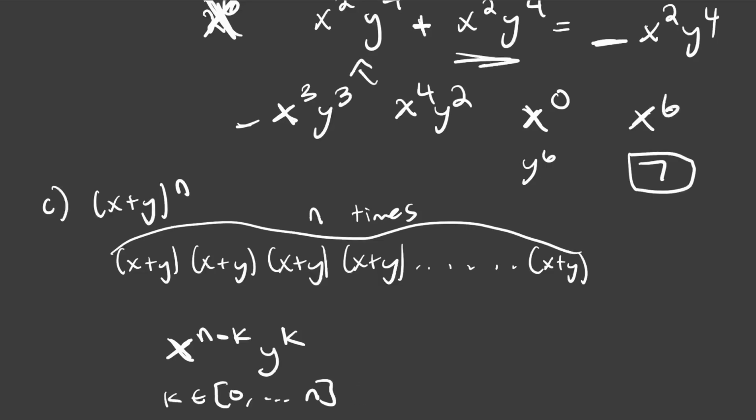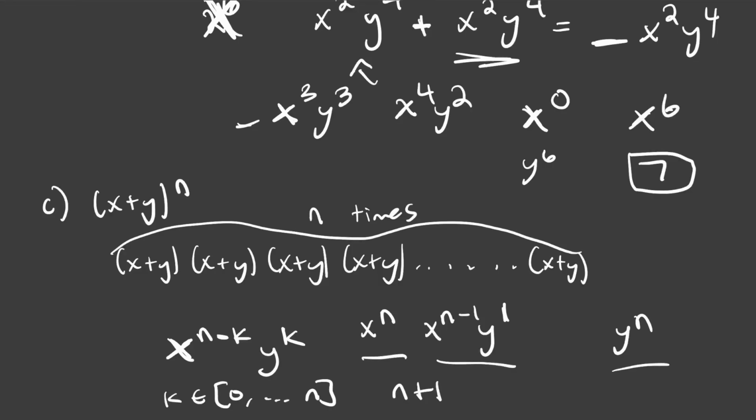Now, how many different ways are there to choose k? Well, it just goes from 0 to n integers, so we have n plus 1. Just to go over some examples, if we choose k to be 0, then we have x to the n term. That's what we're counting. If we choose k to be 1, then we're counting the x to the n minus 1 times y to the 1 term. And if we choose k to be n, then we're counting the x to the 0, y to the n term, right? So we're going to be counting every possible combination here. So the final answer for part C, the number of terms in here, is just going to be n plus 1.